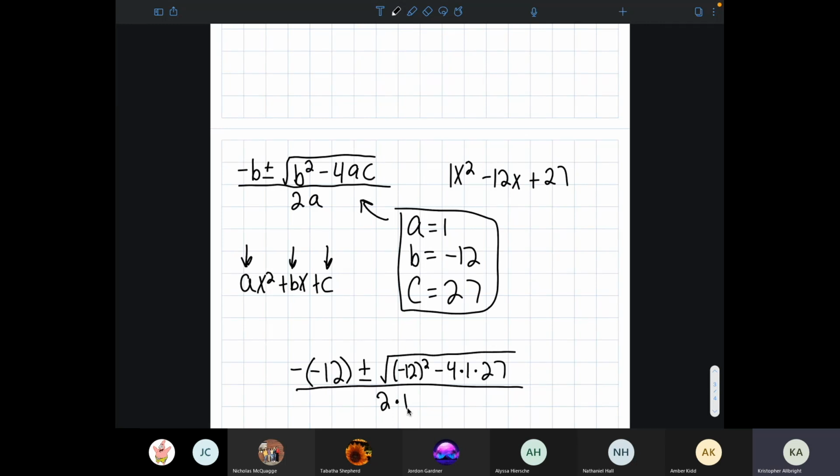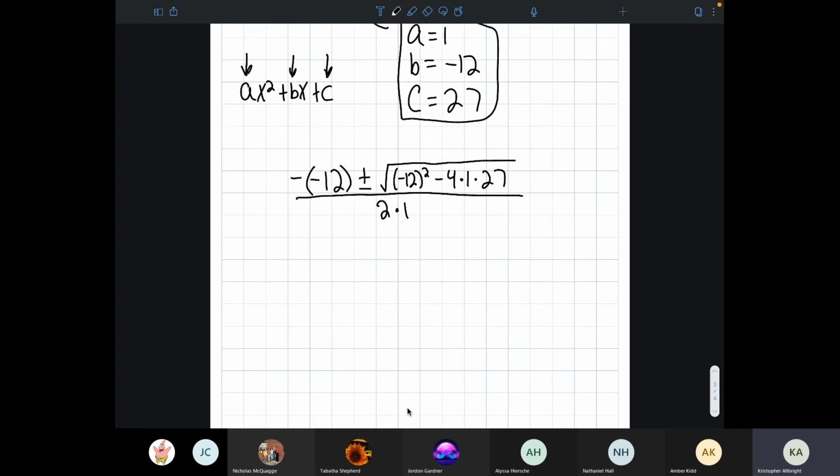Okay, so this is long, but it's not difficult. There's nothing hard about this. You all know how to handle this. So if we handle this first part, we're going to end up with positive 12 plus minus the square root of 144 minus 4 times 27, 108. This 144, when you square anything, it becomes positive because you're multiplying it by itself. So if you take a negative times a negative, you're getting a positive. So all that is over 2.